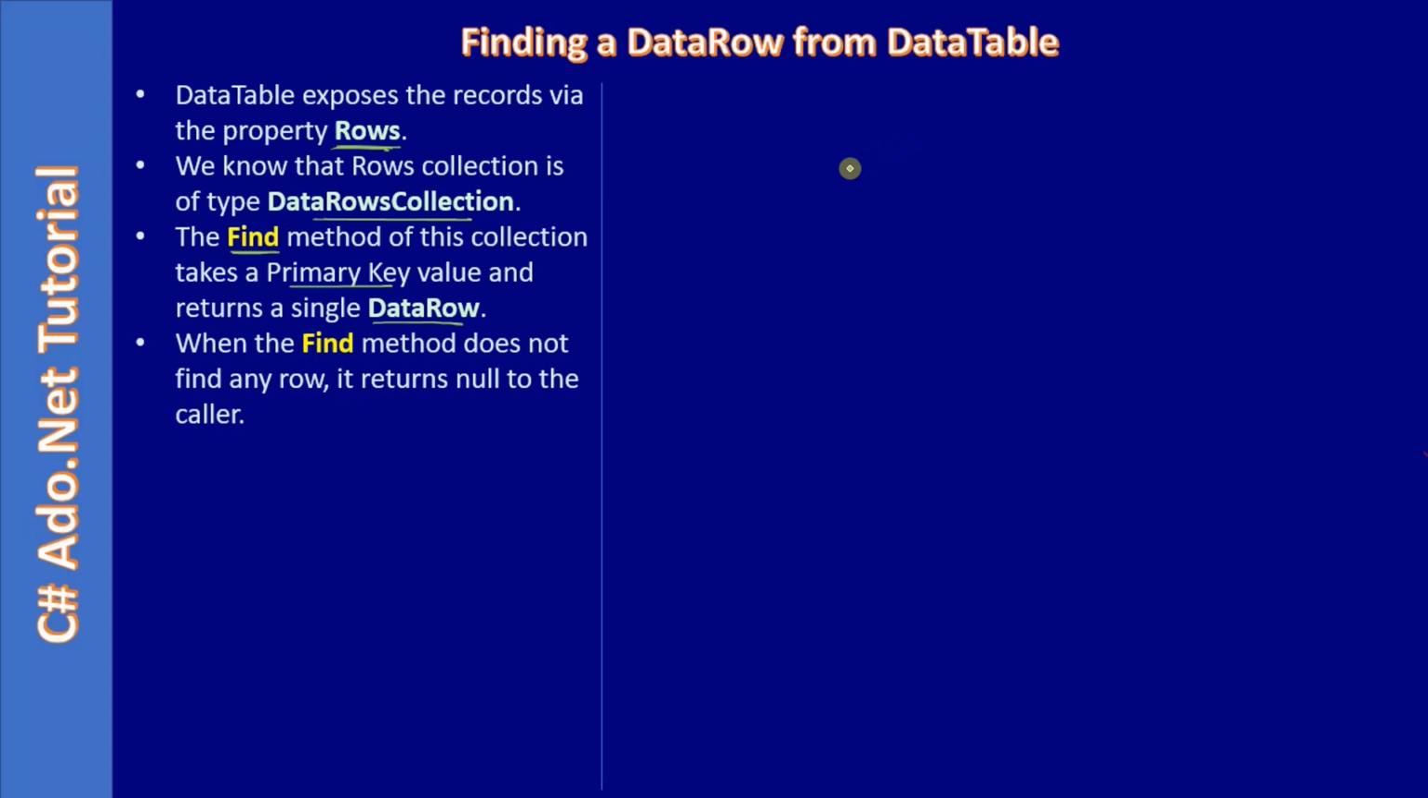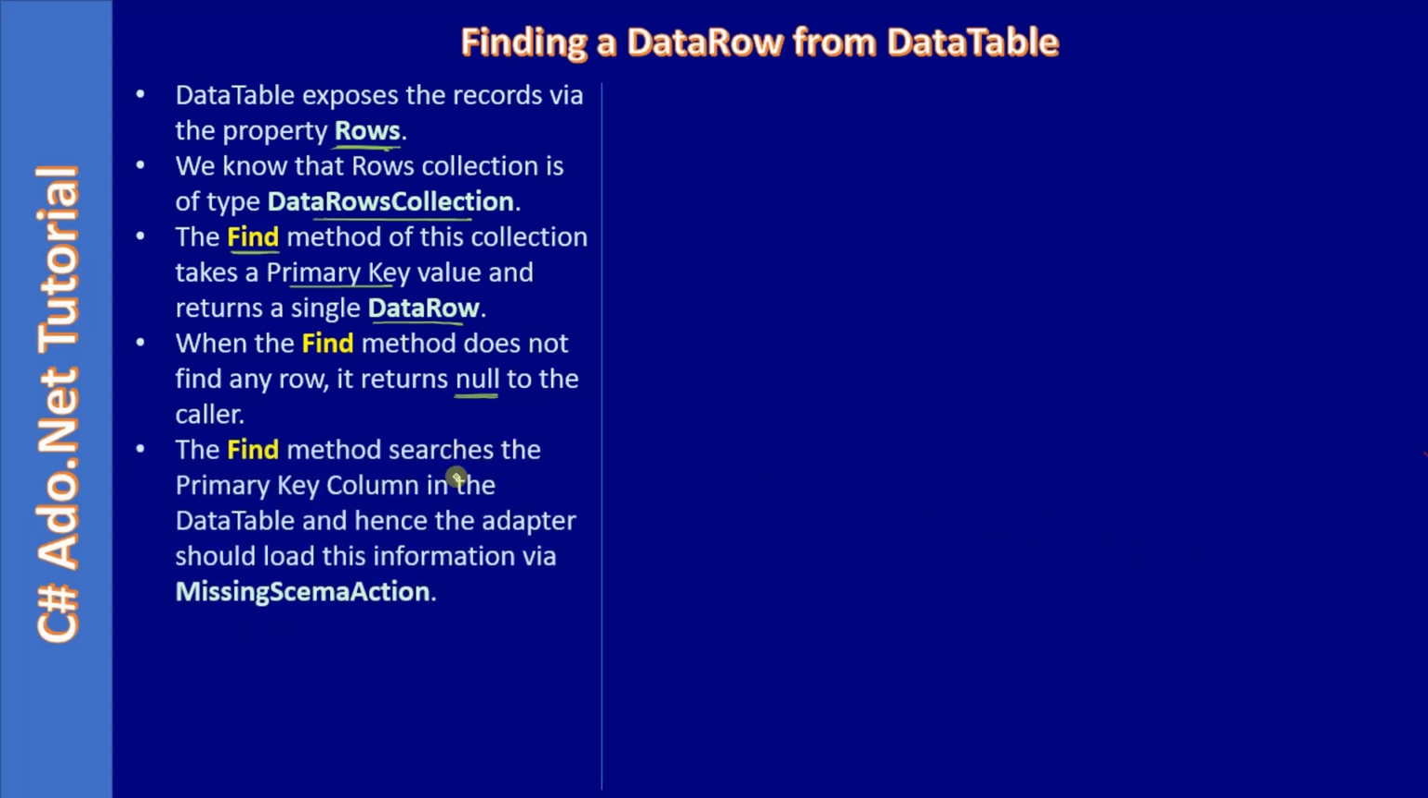When find method does not find any row, it returns null. That means we can check null condition from the return result, right? Because we are supplying the key column, and if that key column doesn't exist in the table, then it will return null.